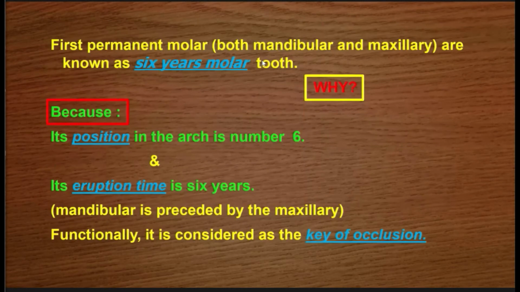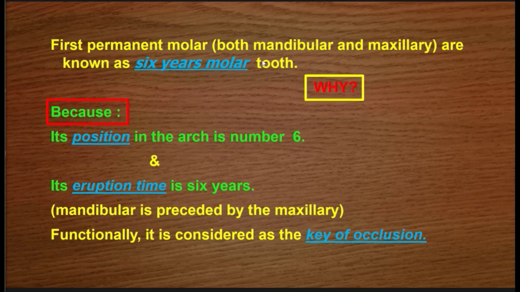Anyway, the first permanent molars, both mandibular and maxillary, are known as 6-year molars. Why the 6-year molar? Because the position in the arch number is 6. If you count from the midline, you will find the first molar is always the number 6 tooth in each quadrant. And another reason is the eruption time is 6 years. All the first molars usually come in at the age of 6 years.